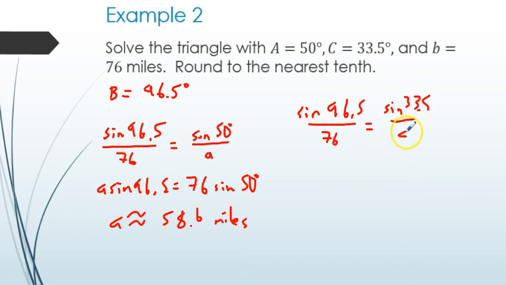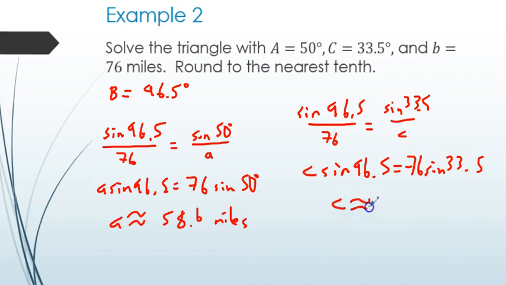So cross multiply again. And then you're just plugging this into your calculator. So 76 times sine of 33.5 divided by sine of 96.5. My answer was approximately 42.2 miles again. And so that's it. That's all of the values we needed for this triangle. Whenever they say solve for the triangle, that's what they mean. Find all of the missing values.